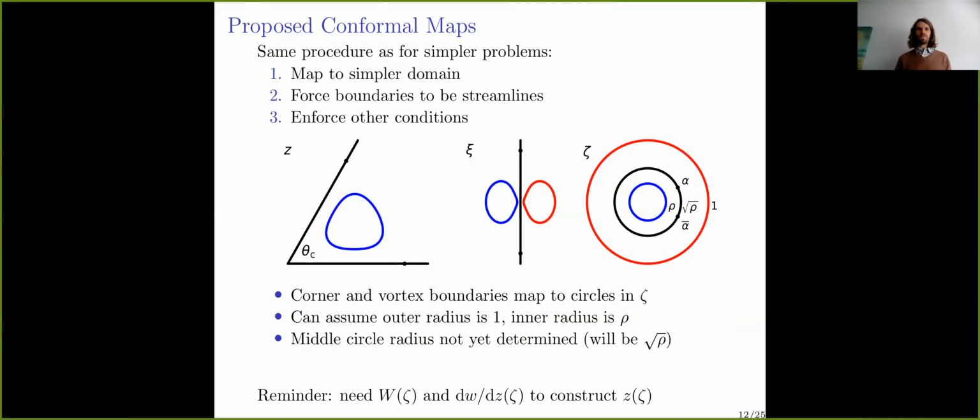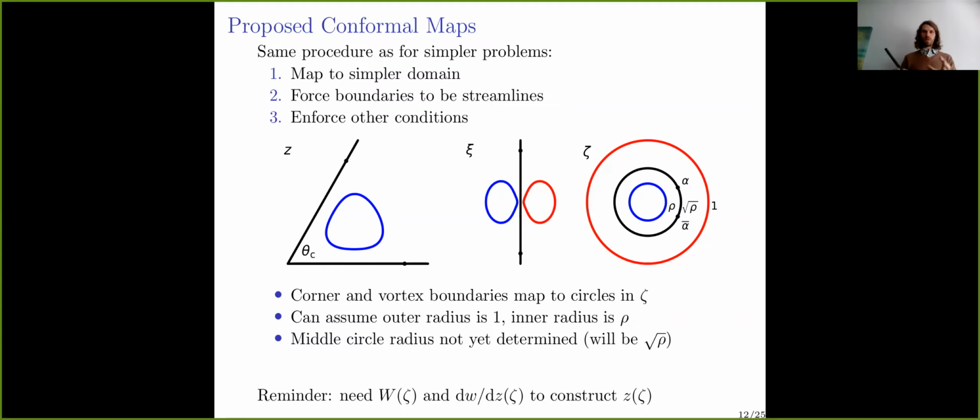So in order to solve the problem, we're going to use conformal mapping, just like we talked about with the simpler case, in the absence of a point vortex. So the procedure, again, we map to a simpler domain, force the boundaries to be streamlines, find out what our other conditions are, and enforce them. So the three maps here, you see we're going from the corner into a half plane. We are then introducing an image hollow vortex and then mapping into the annulus. So the corner and the vortex boundaries end up going to circles in the annulus in zeta.